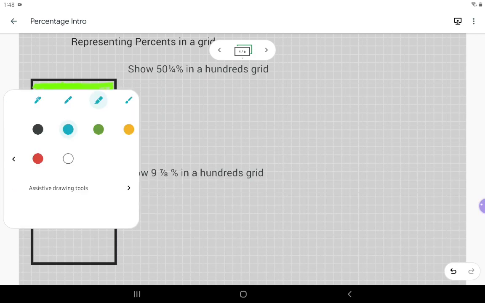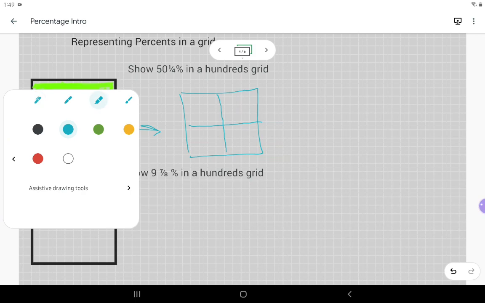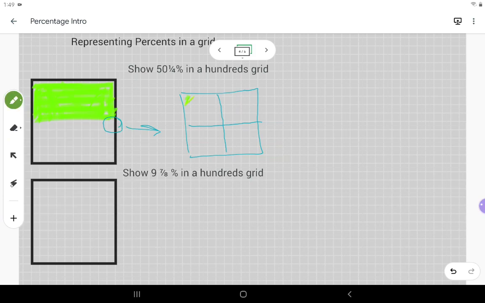So I'm going to take my 1 small percent and zoom in on that box. And I'm going to split it into 4 pieces because that's what the denominator is. And then I'm going to color in 1 of those 4 pieces. So I have now shaded in 50 full squares and then 1/4 of another square. So I have shown 50 and 1/4%.